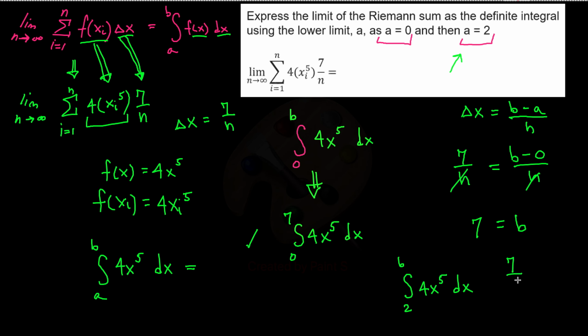But now a is 2. So 7 over n is equal to b minus 2 over n. The n's cancel again, and I get b minus 2 is equal to 7. So b is 9, and my next answer would be the integral from 2 to 9 of 4x to the 5th dx. These are the two answers that they're looking for in this problem.